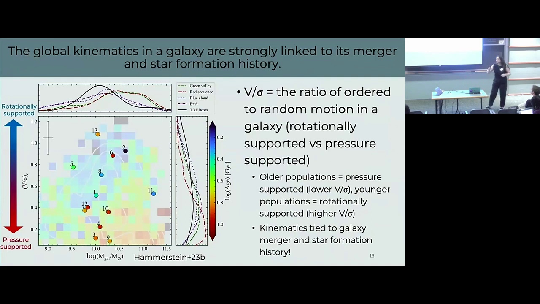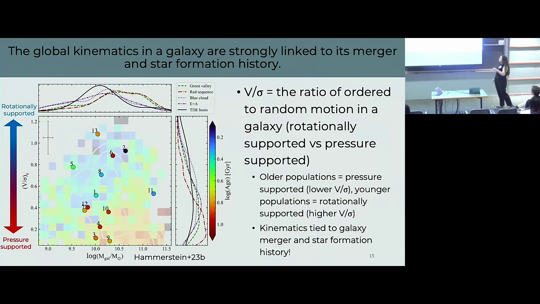So when we look at the global kinematics of the TDE host galaxies, we might be interested in looking at the level of rotational support that they have, because that's going to be linked to its merger and star formation history. We quantify this by something called V over sigma, and it's just the ratio of ordered to random motion in a galaxy. So a higher V over sigma means something's more rotationally supported. It's going to be something like a spiral galaxy. And a lower V over sigma is going to be more pressure supported or velocity dispersion supported, which is going to be more like your elliptical galaxies.